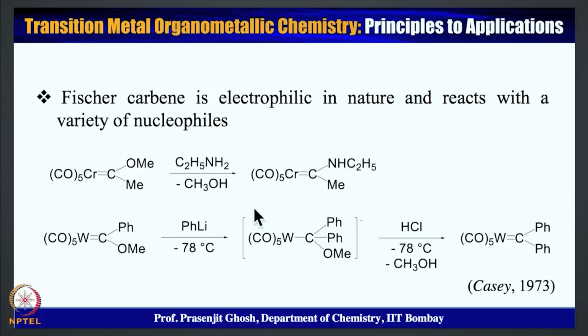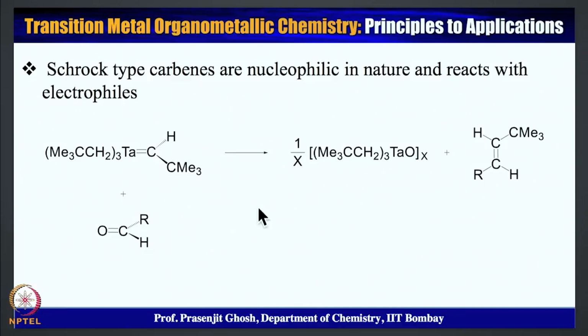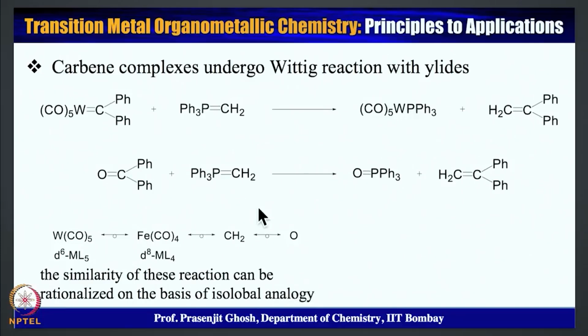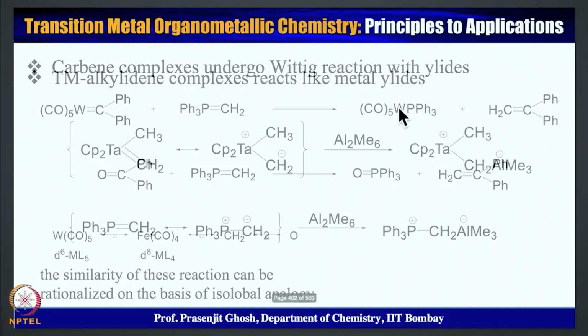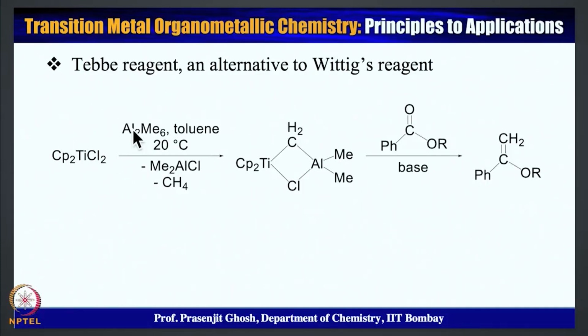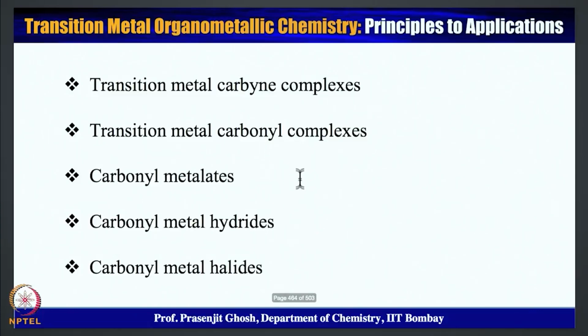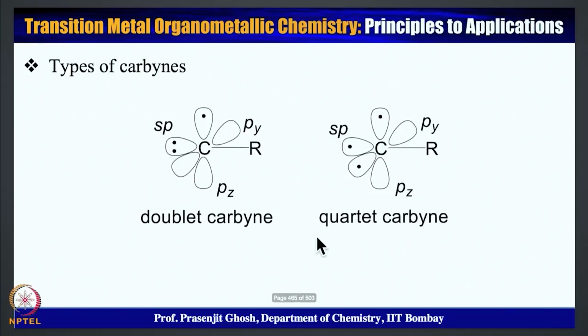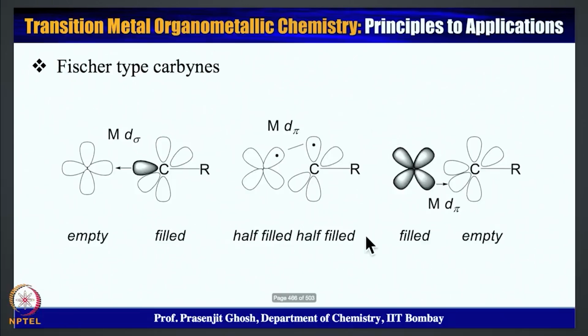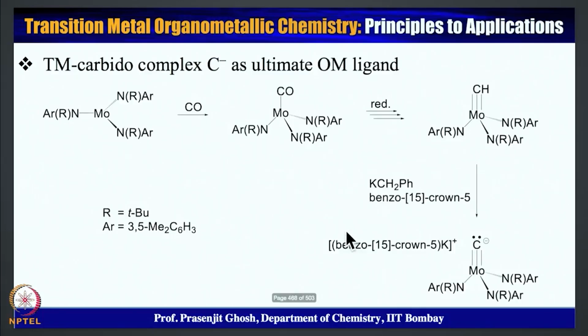After that, we have looked into various reactivity of the Fischer and the Schrock type of carbene, and applications of the carbene, particularly with respect to Wittig reactions and the Tebbe reagent. Tebbe reagent is an alternative to Wittig's reagent and carries out many reactions similar to that. And moving on from carbene, we have looked into carbyne, their spin states, doublet for Fischer type and quartet for Schrock type, and the kind of interaction that goes on in the Fischer type carbyne as well as in the Schrock type carbyne.